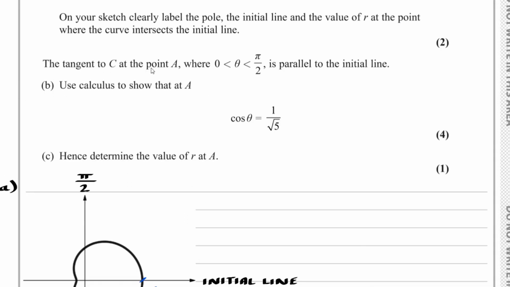The tangent to C at the point A, where theta is in between 0 and pi over 2, is parallel to the initial line. We have to use calculus to show that at A, cos theta is equal to 1 over root 5. Well, the tangent to C at the point A, that's shown here, and this tangent is parallel to the initial line.